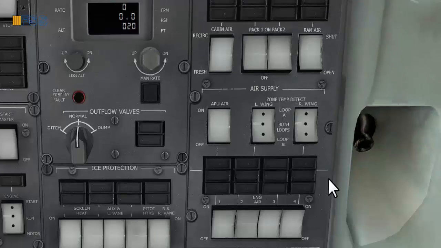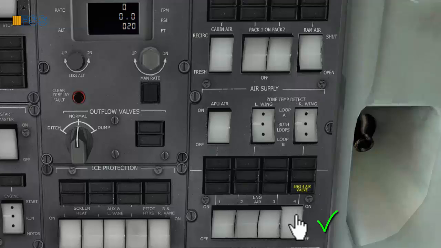If a takeoff or go-around performance requires engine's air to be off, we can use APU air, and you may set the cabin air switch to recirculation mode to decrease the load on the APU. If the APU air is not available, air can be supplied by the engine air number 4.